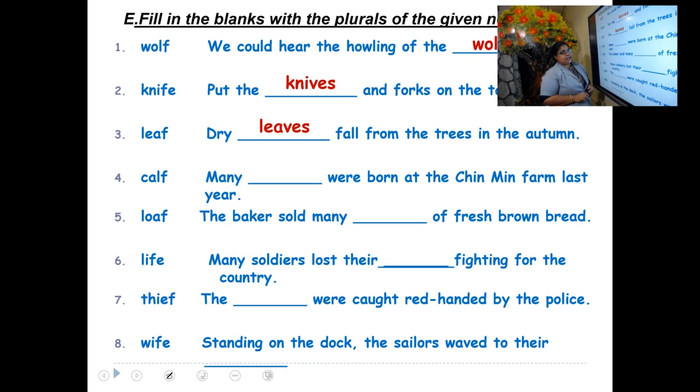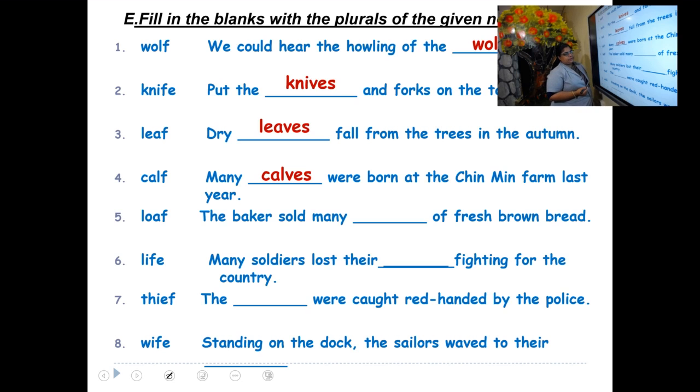So here they expect a plural answer for this one. So how will you change? Yes, again remove the F and add VES here. So the word calf will turn to calves, and the spelling is C-A-L-V-E-S. If you want to write the spelling correctly, before you add VES, you want to remove the last F. Don't add VES along with that F. Remove the F and add VES.